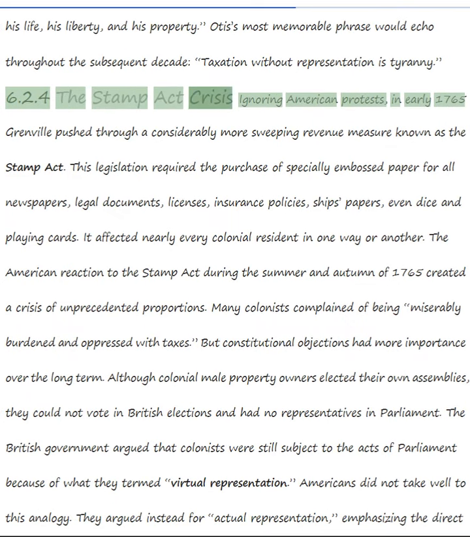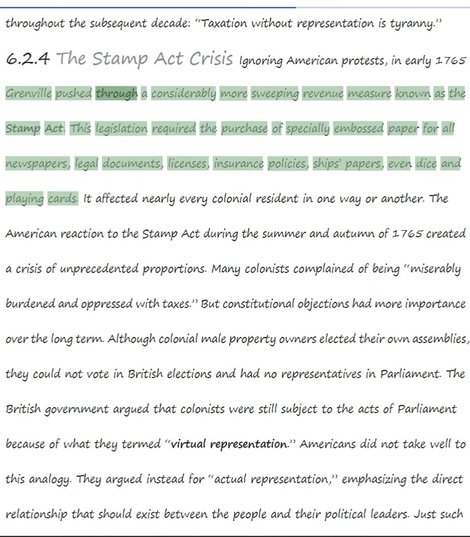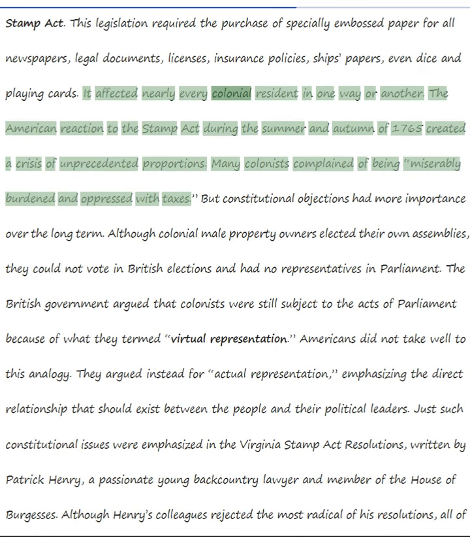6.2.4 The Stamp Act crisis. Ignoring American protests, in early 1765, Grenville pushed through a considerably more sweeping revenue measure known as the Stamp Act. This legislation required the purchase of specially embossed paper for all newspapers, legal documents, licenses, insurance policies, ships' papers, even dice and playing cards. It affected nearly every colonial resident in one way or another.